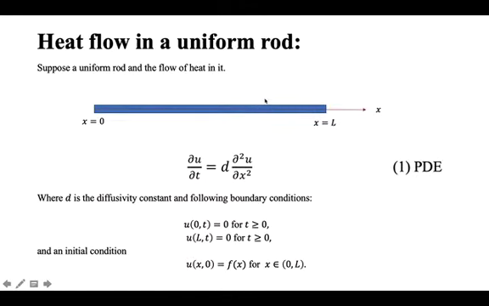Now let us understand the phenomenon of heat flow in a uniform rod. Suppose a uniform rod and the flow of heat in it. Suppose this is a rod and it has length L. On one edge the value of x is equal to L, and on the other, the starting edge, x is equal to 0.